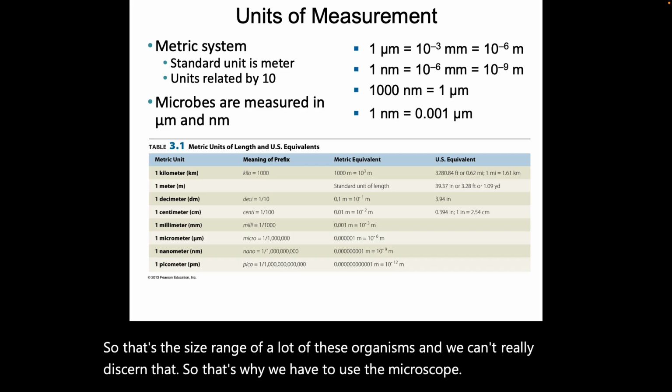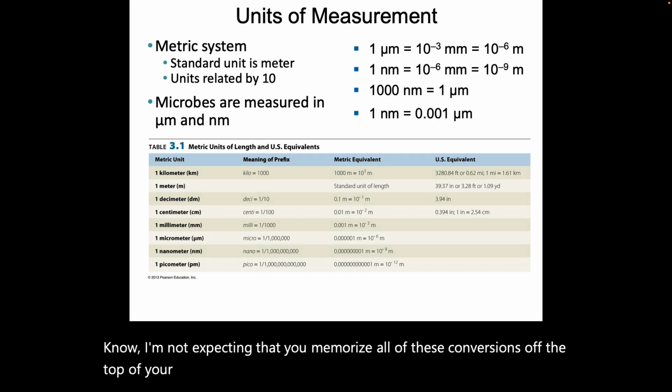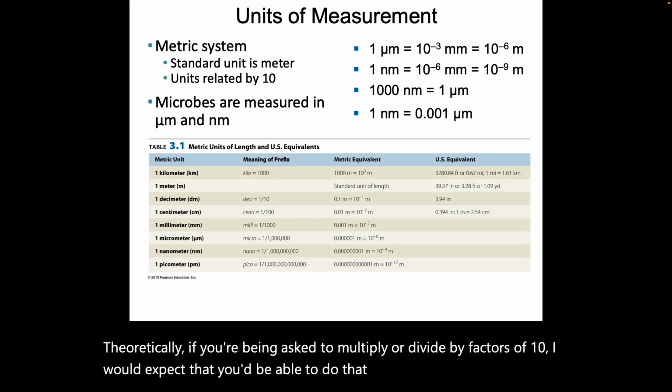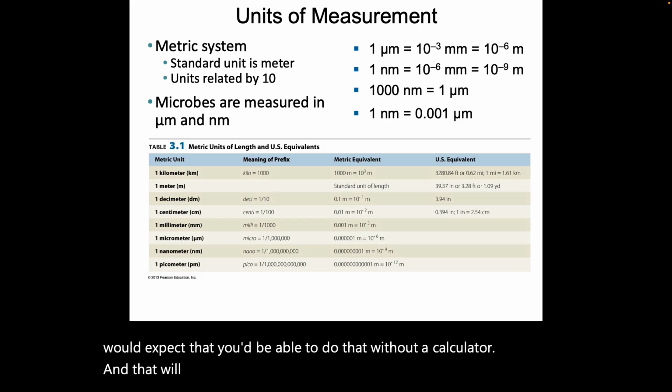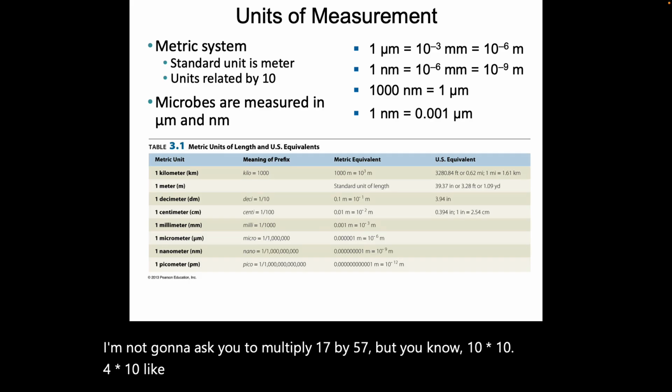So, I'm not expecting that you memorize all of these conversions off the top of your head, but theoretically, if you're being asked to multiply or divide by factors of 10, I would expect that you'd be able to do that without a calculator. And that will come into play in other sections in the class as well. I'm not going to ask you to multiply 17 by 57, but 10 times 10, 4 times 10, those kinds of things you will have to do without a calculator. So it's just factors of 10.